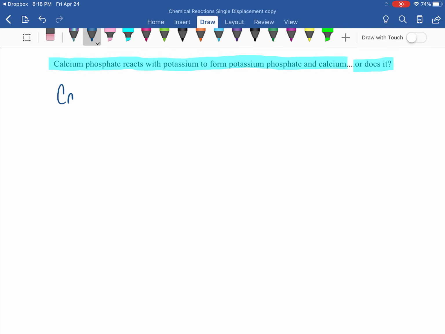Calcium phosphate reacts with potassium to form potassium phosphate and calcium. Or does it? All right, let's see if we can figure this out. Calcium phosphate, grab your common anions. Let's write that out. Calcium, what's our charge? +2. Phosphate, of course, our worst nightmare, that's a -3. So how are we going to make that work? We're going to need 3 calciums and 2 phosphates.